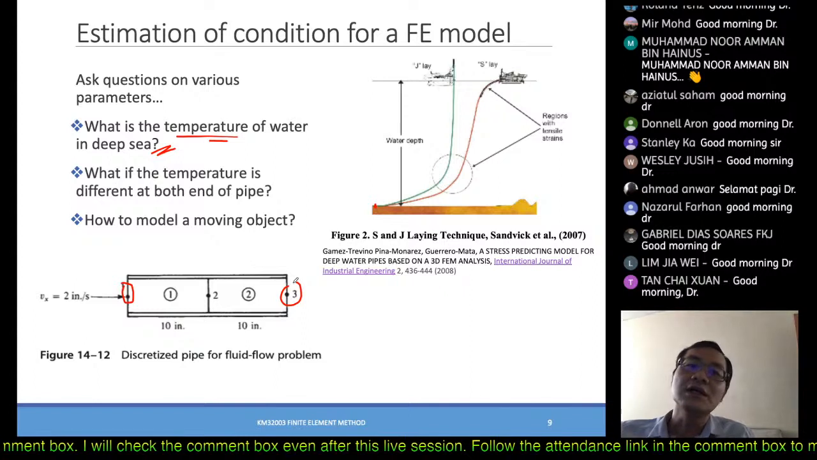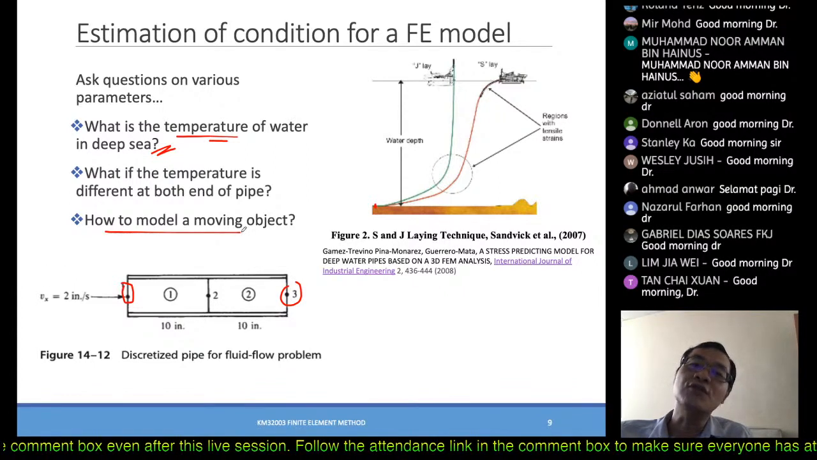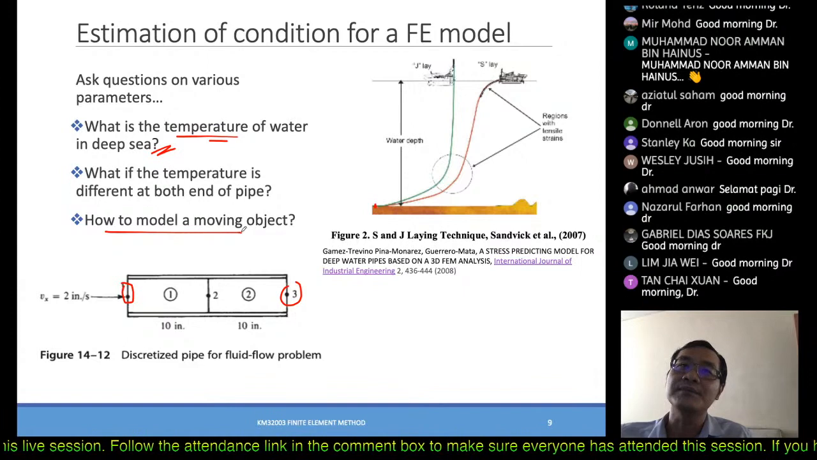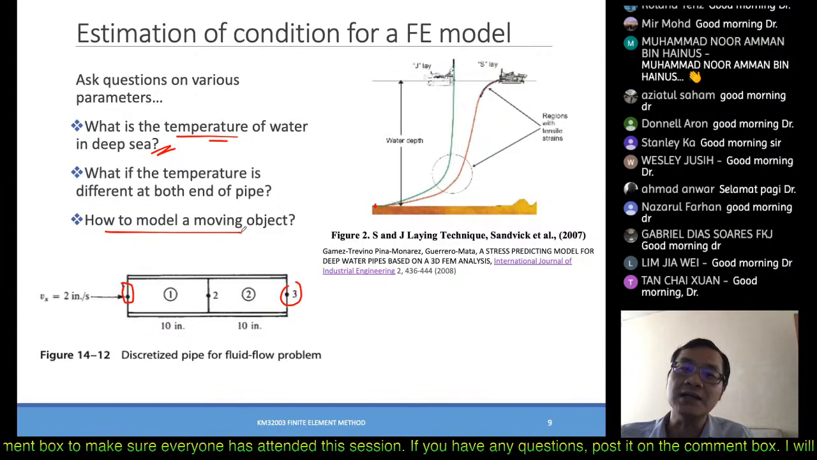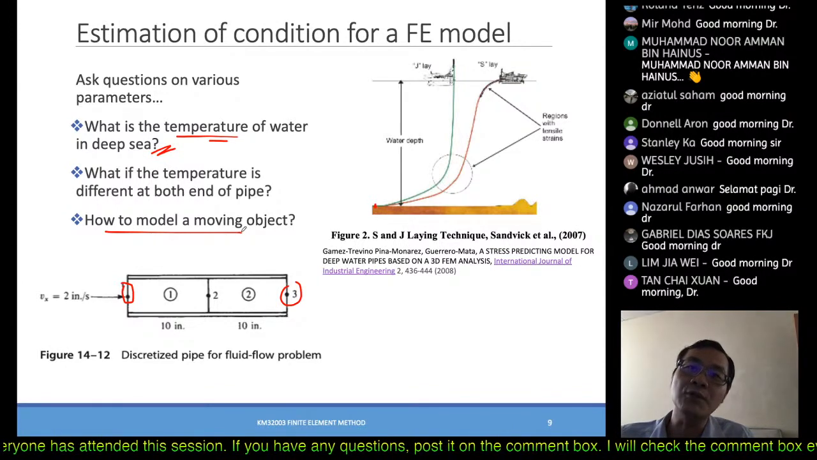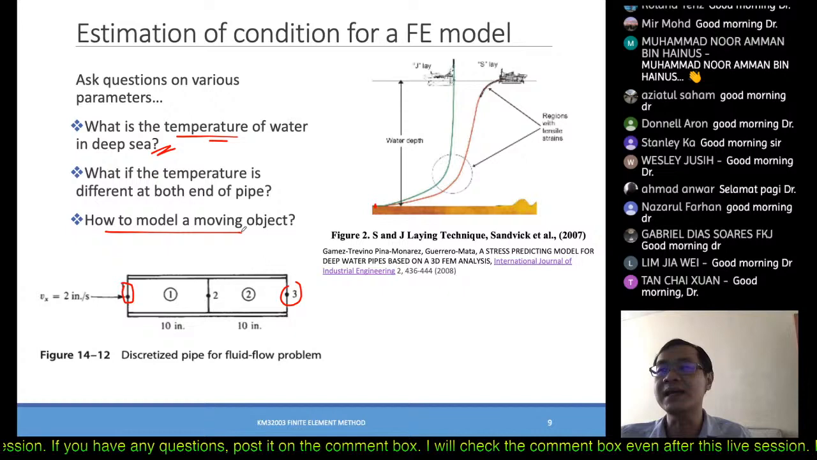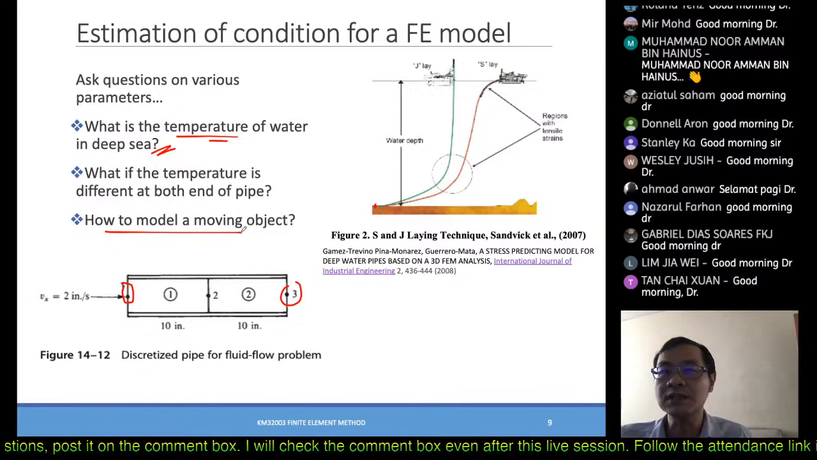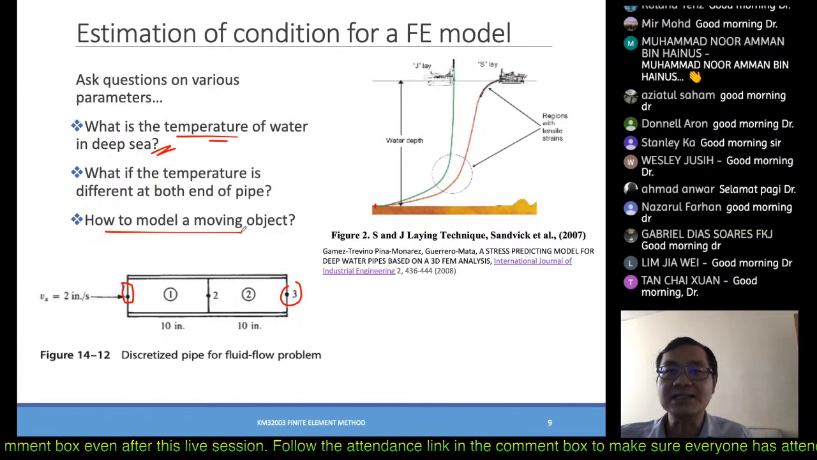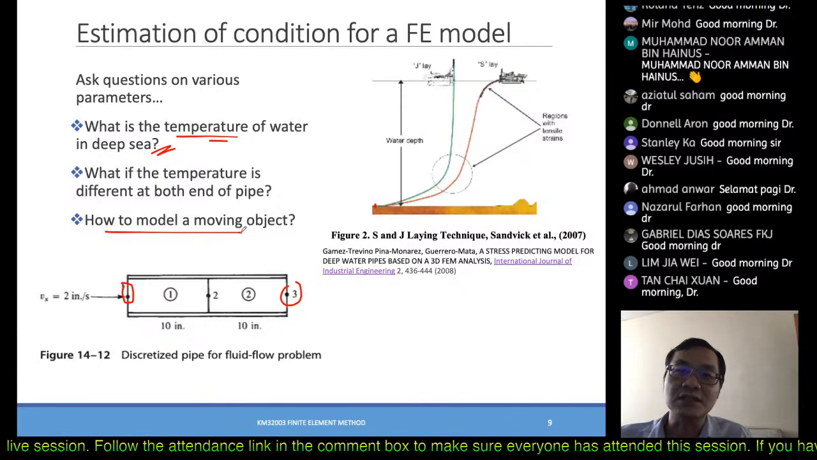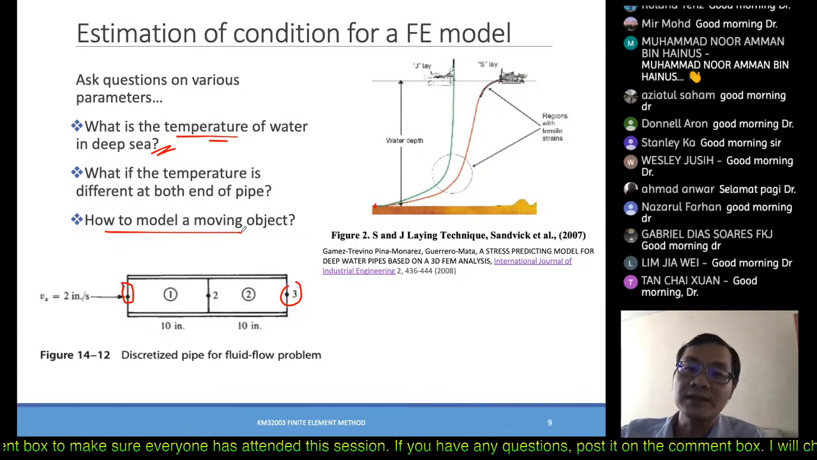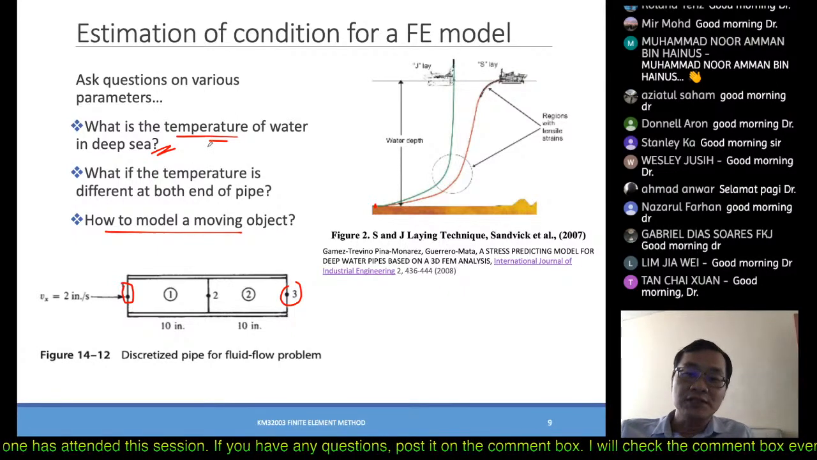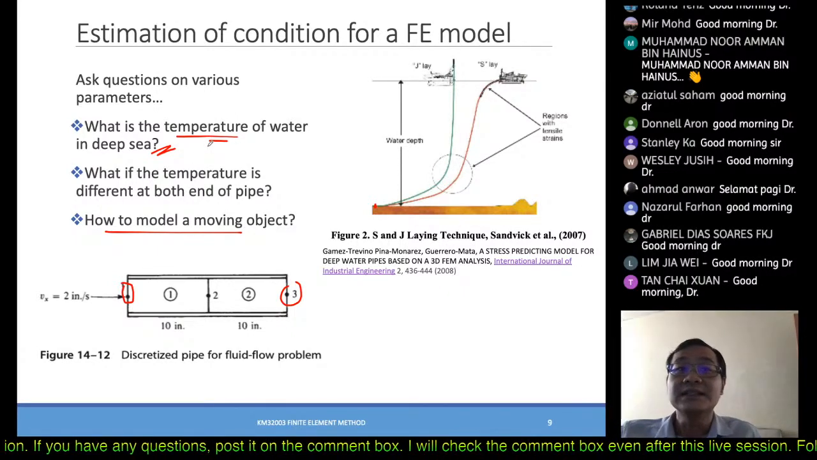Also, how if we want to simulate an aeroplane aerofoil, which is moving in the air? This is a moving object. How are we going to actually model it in the finite element model, where in our computer the whole thing doesn't move? The only movement that exists in the simulations is the condition that you apply to your finite element model, right? So I will just highlight the temperature of the water in deep sea.